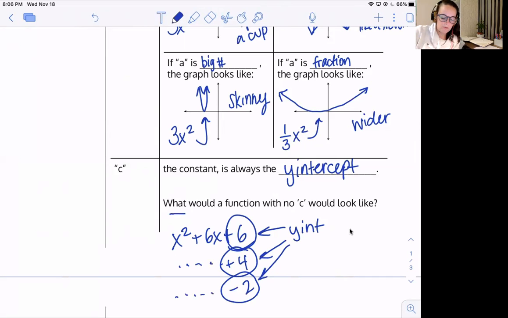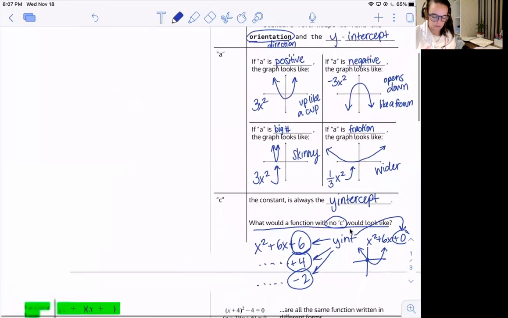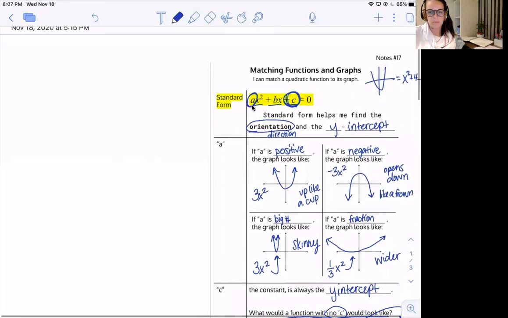So this says, what would a function with no c look like? That's like x squared plus 6x and then nothing. It's like plus 0, so the y-intercept would be 0. It would go through the origin and then come back up, through this point right here, just like that. All right, so that is standard form, ax squared plus bx plus c. We've dealt with that in the past, okay?